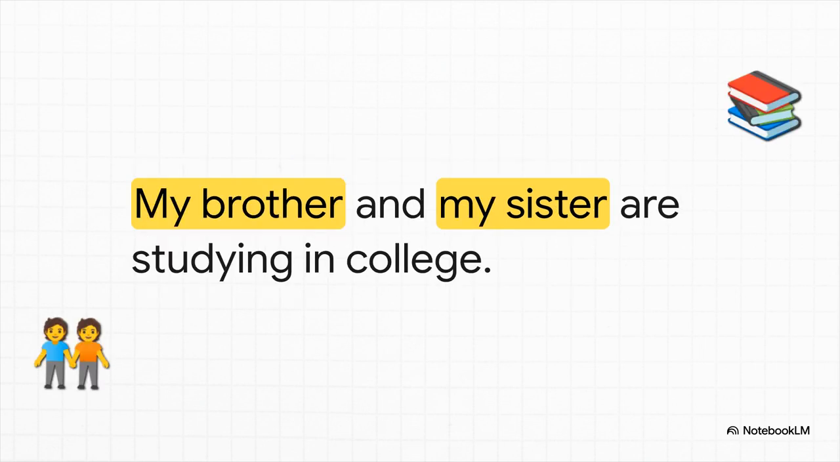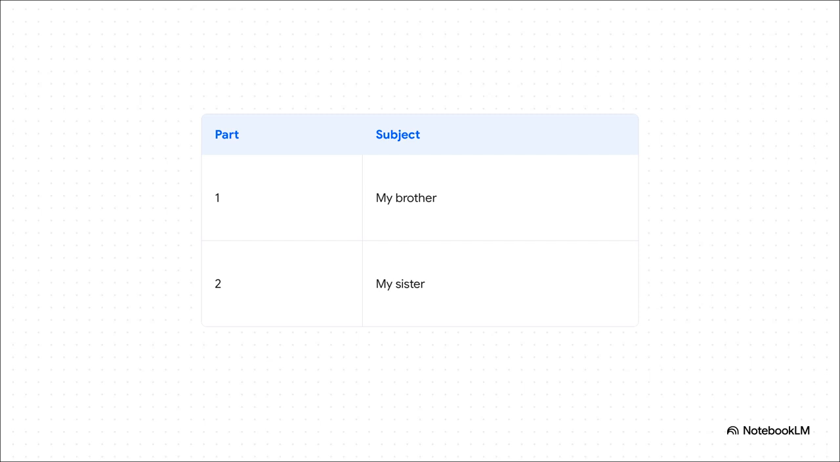So what happens when a sentence is about more than one thing? Take a look at this one. My brother and my sister are studying in college. This is a perfect example of what's called a compound subject. The sentence isn't just about one person. The who, in this case, is both my brother and my sister. Together, they make up the subject. And the predicate, are studying in college, well, that applies to both of them.